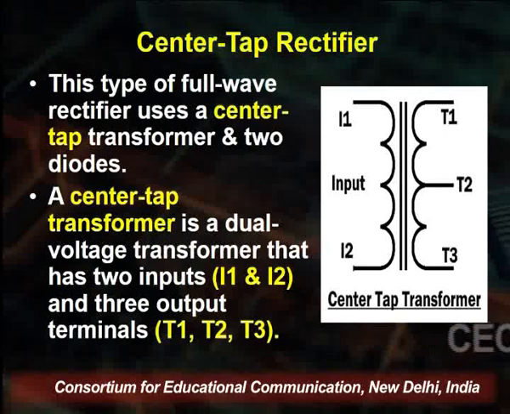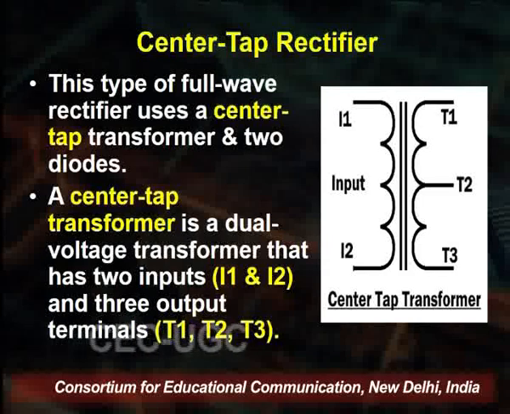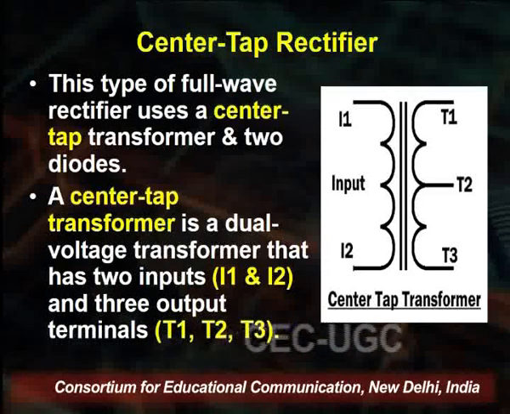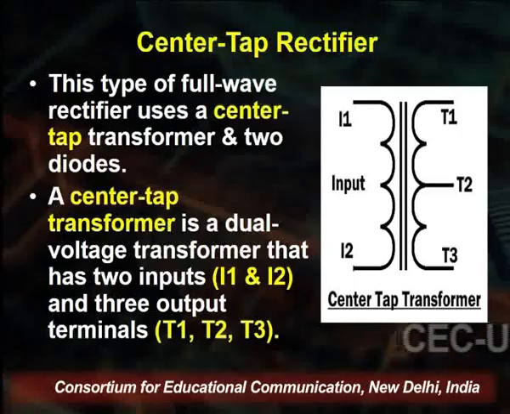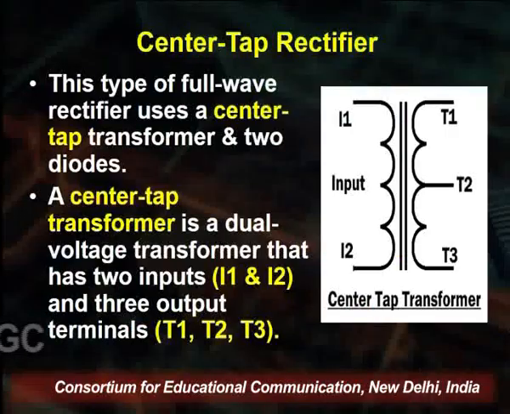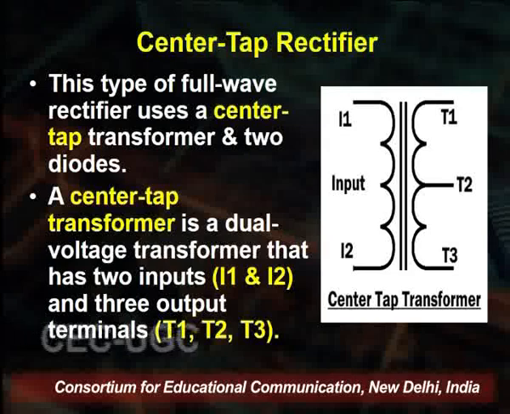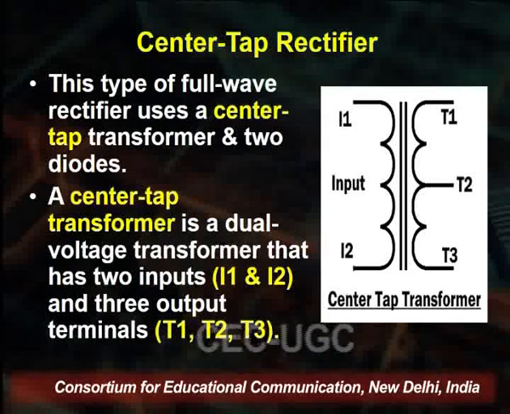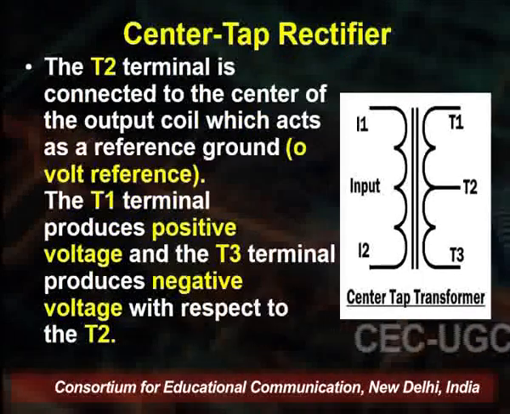The center tap transformer is the dual voltage transformer that has the two inputs I1 and I2, and the three output terminals T1, T2 and T3. On the screen you are seeing I1, I2, and on the right-hand side there will be T1, T2 and T3 as an output.